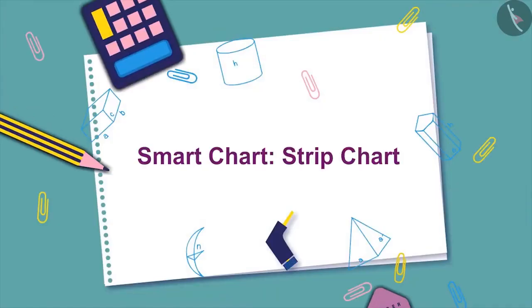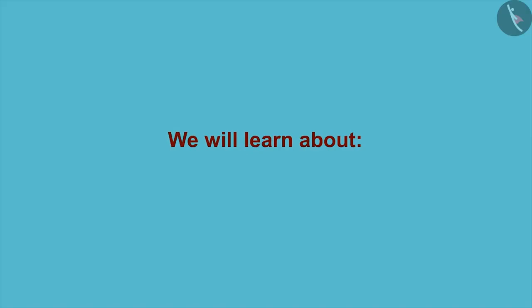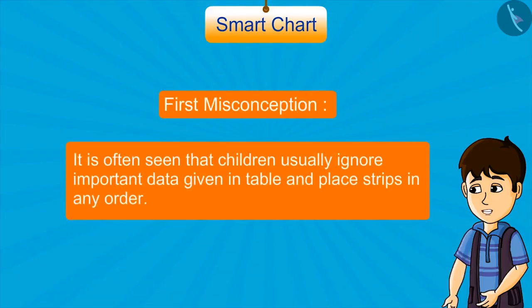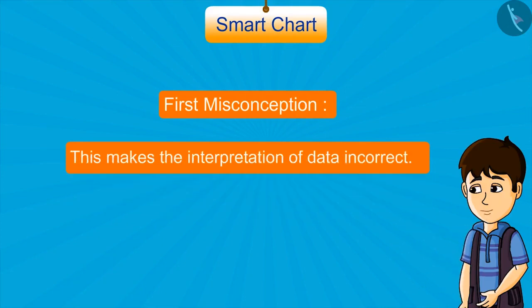Smart chart, strip chart. In this video, we will learn about some common misconceptions related to strip charts. It is often seen that children usually ignore important data given in the table and place strips in any order. This makes the interpretation of data incorrect.